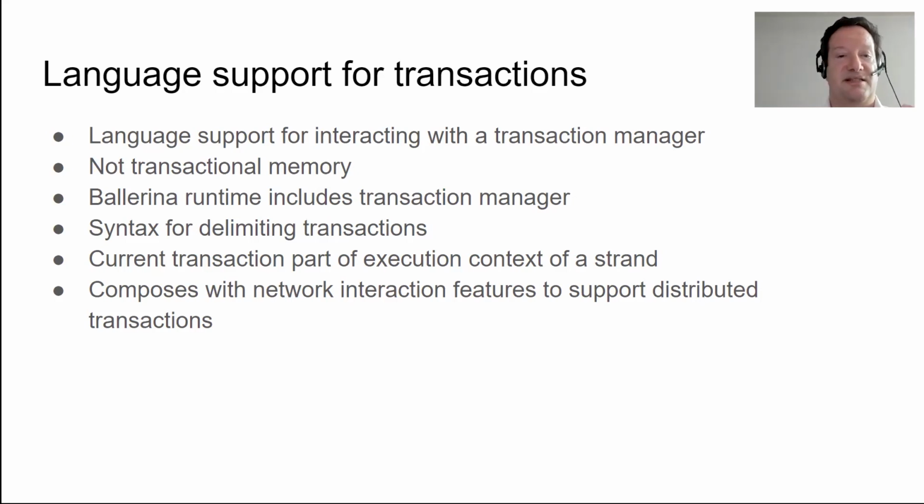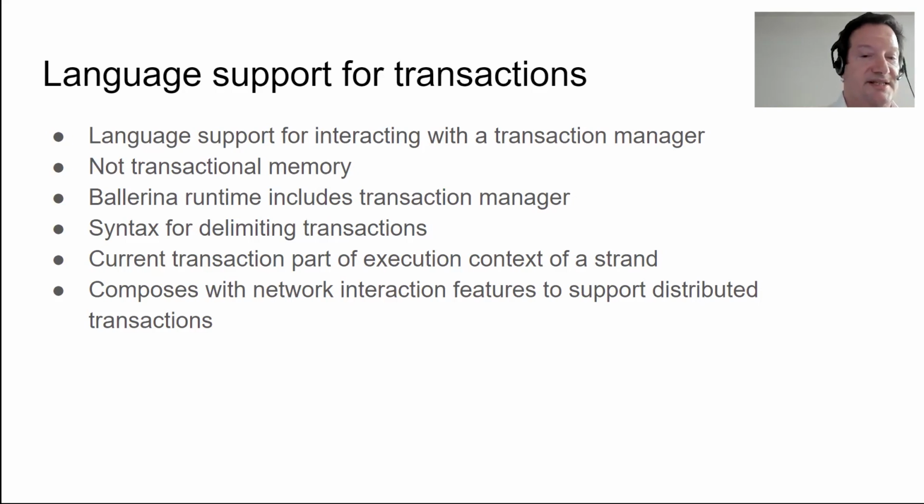So the basic concept is the Ballerina runtime includes a transaction manager. We provide language syntax for delimiting transactions. Delimiting transactions means every transaction starts with a begin, and the other side of it has a commit or a rollback. So we have language support for doing that. And we have a current transaction as part of the context of a strand.